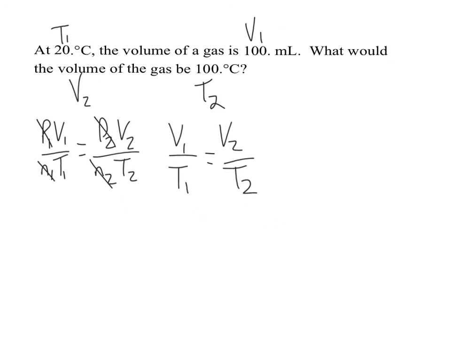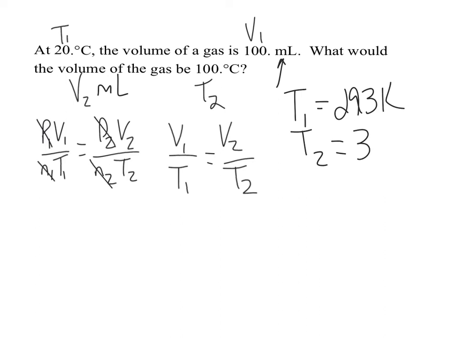You do need to convert. You don't need to change your volumes. It goes in as milliliters, so it's going to get solved in milliliters. It goes in as one unit, it comes out as that same matching unit. You do need to convert your temperatures. So my T1 is going to turn from 20 degrees Celsius into 293 Kelvin. You add 273. And T2 is going to change from 100 degrees Celsius to 373 Kelvin. Again, add 273. And we're just going to plug in from there.